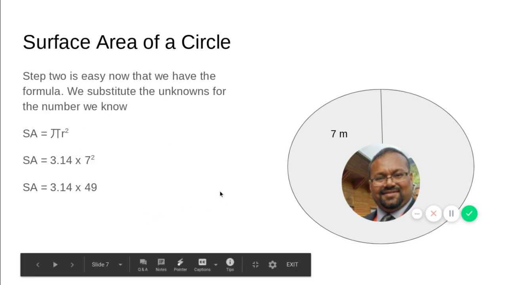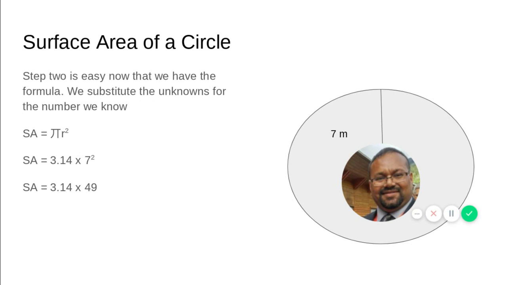Yes. Now, step 2, as before, we basically substitute the values we know for the unknowns in the formula. Pi in this case is 3.14. R, or the radius, is 7. We write it in. So it's 3.14 times the radius squared, which is 49.